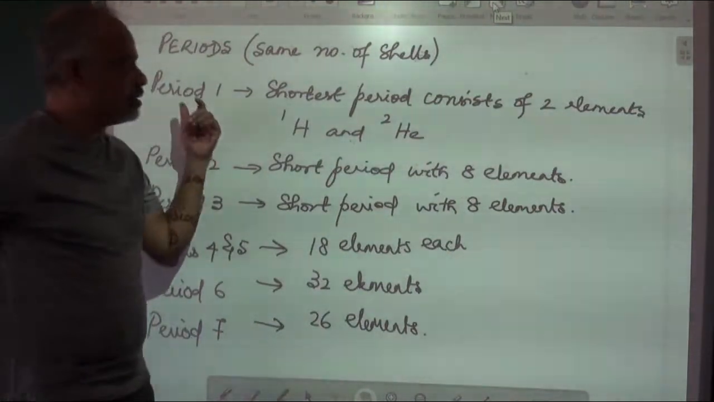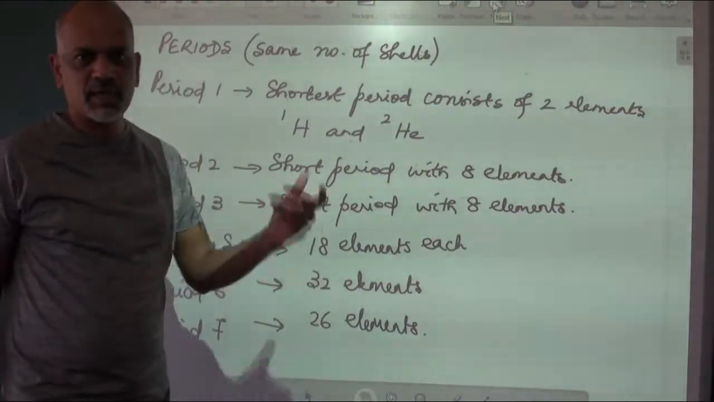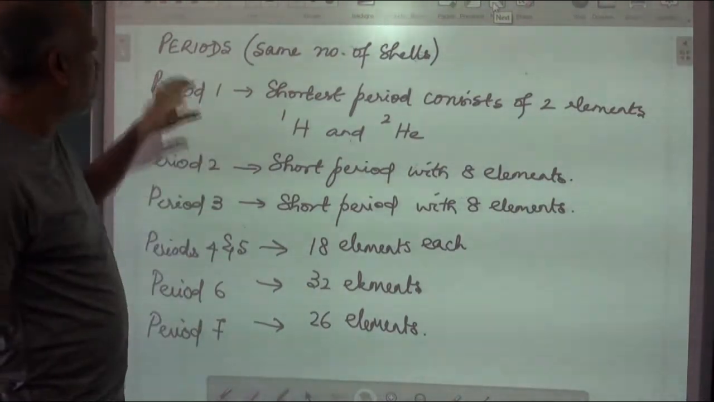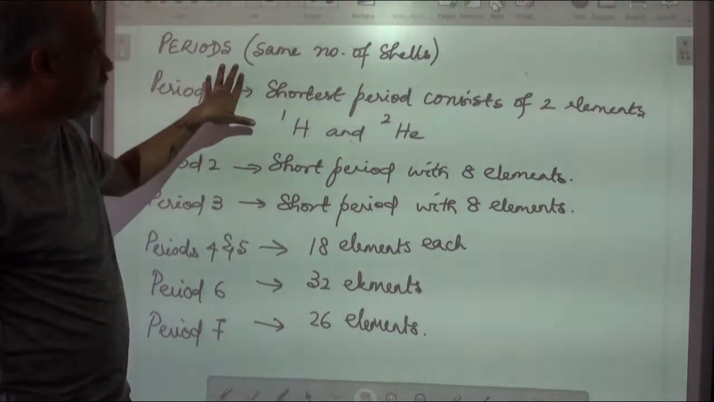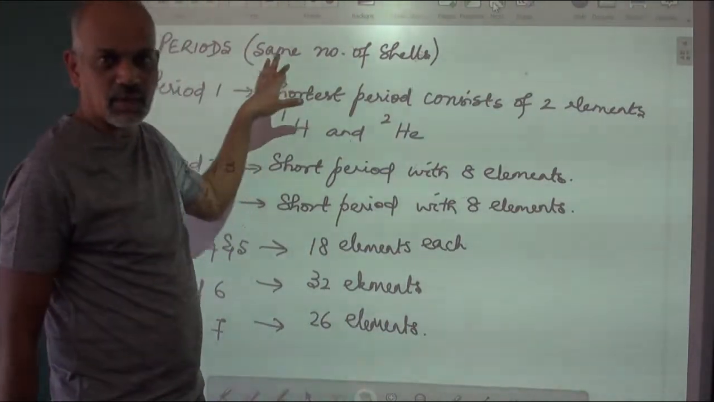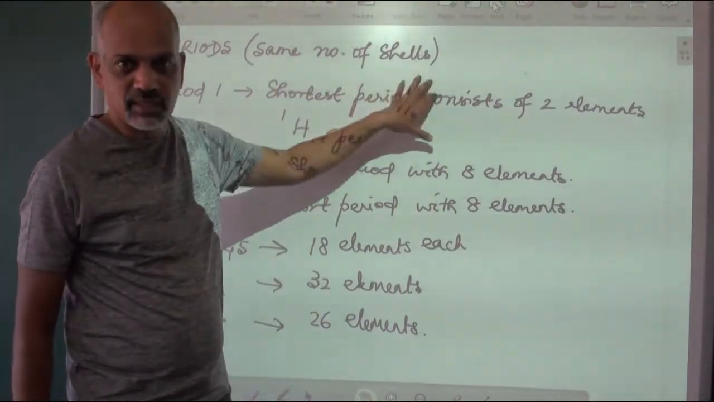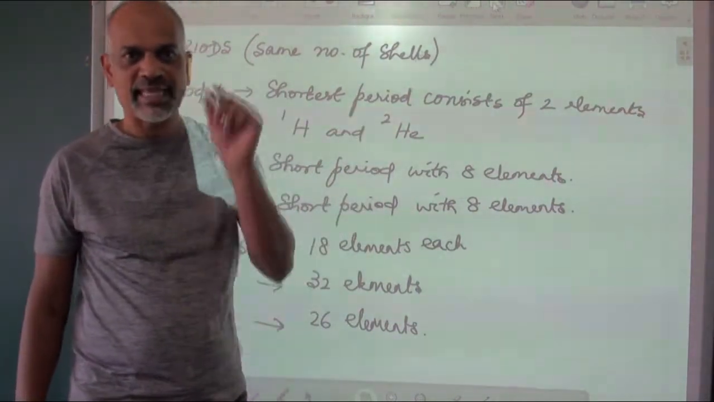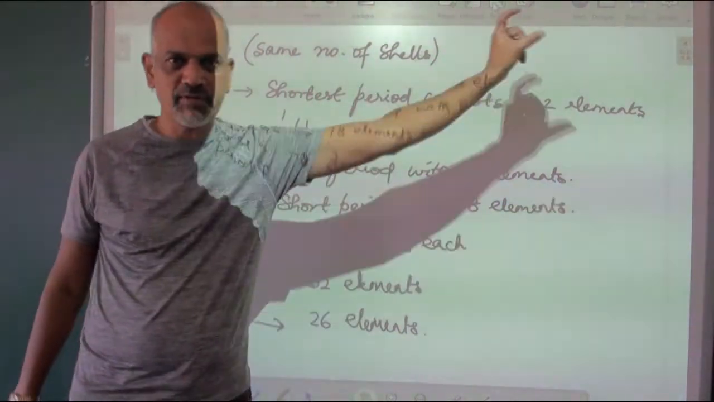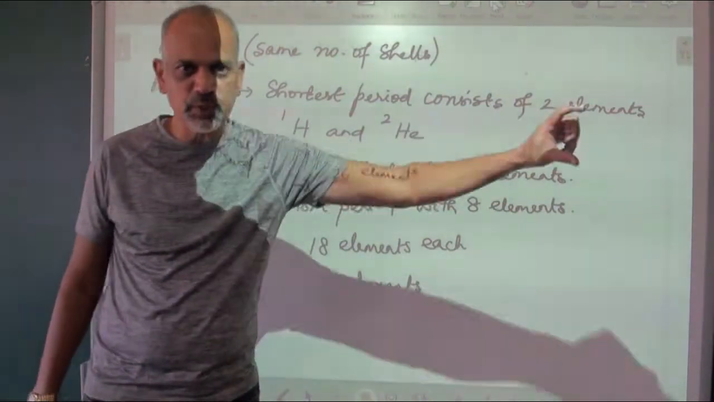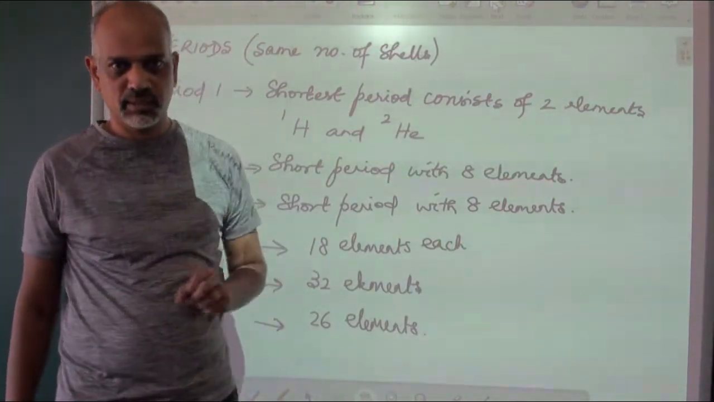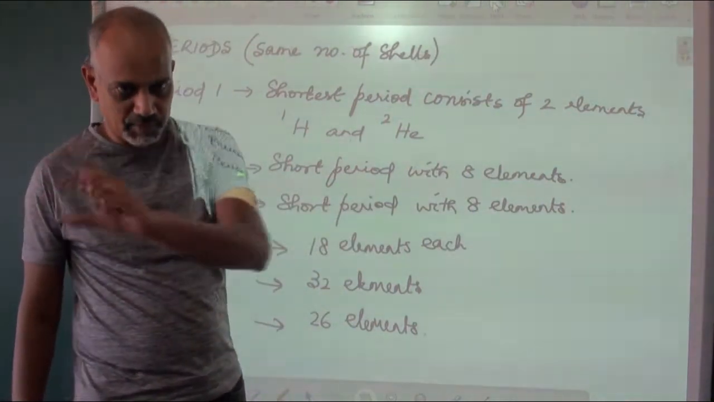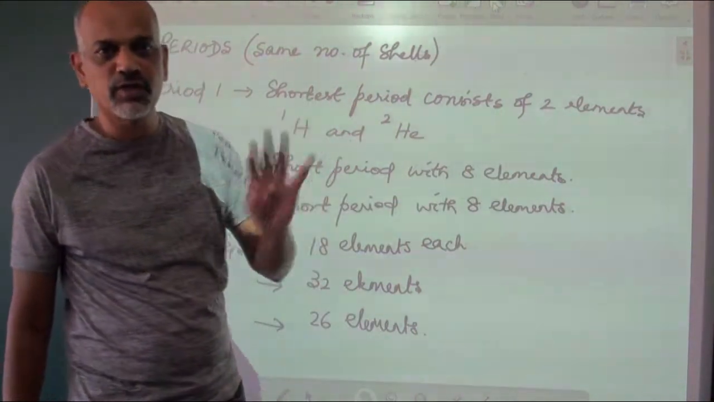As I told you, how they are arranged: the periodic table is arranged according to periods and groups. So as I told you, period is actually arranged according to the number of shells. They have the same number of shells. If they belong to period 1, which means they have one shell. All of them have one shell. If they belong to period 2, they have 2 shells. If they belong to period 3, they have 3 shells. If they belong to period 4, they have 4 shells, and so on.